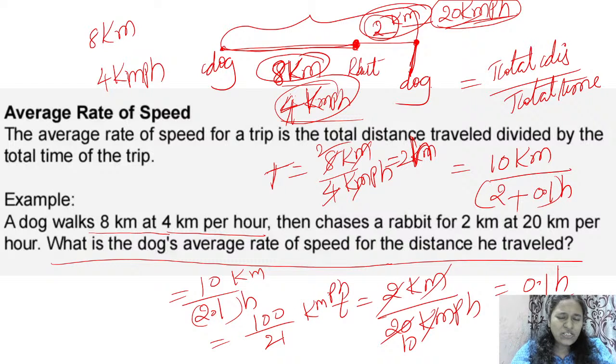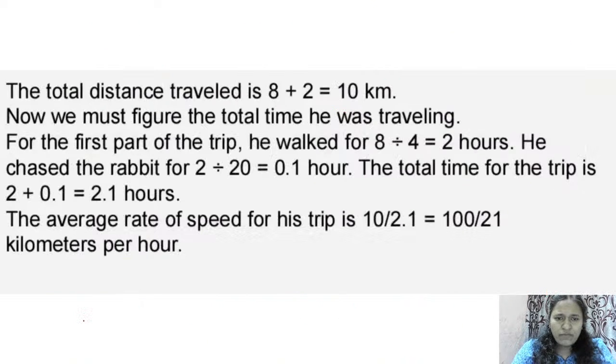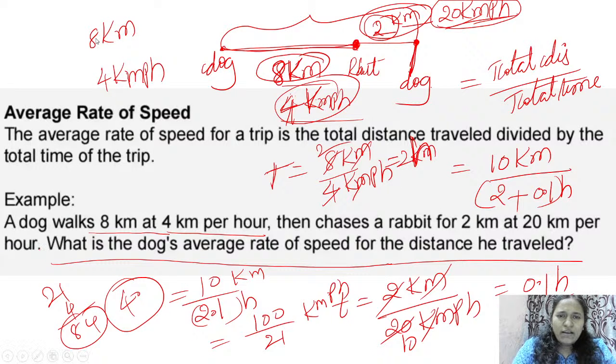That means how much? 21 fours are 84, so 4 point something. Yes, 100 by 21 kilometers per hour is the average rate of speed. I hope you understand this. Can I explain once more or you got it? Tell me.